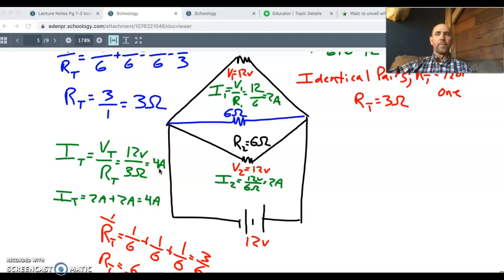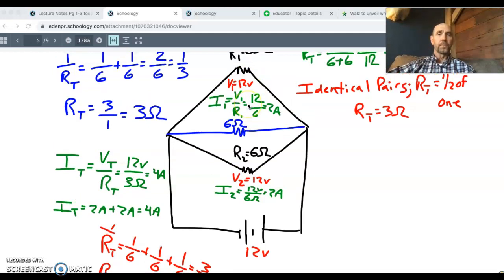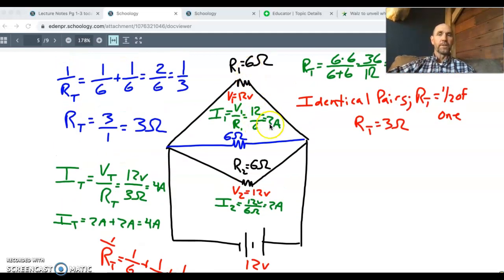Okay? Now my branch current in branch number 1 is the voltage at 1 divided by the resistance at 1. Well, we know the voltage is 12 because it's a parallel circuit. It gets the same. So 12 divided by my 6 ohm resistor up here. 12 divided by 6 is 2. Down here, same. 12 divided by 6 is 2. And 2 plus 2 equals 4, which is my total. So that's a good way to check and see if I've done my math correctly.